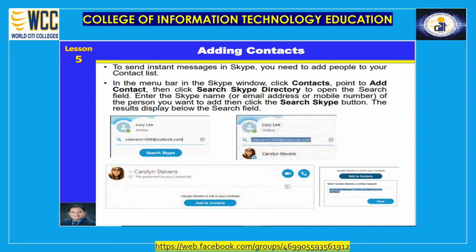Adding contacts. To send instant messages in Skype, you need to add people to your contact list. In the menu bar in the Skype window, click Contacts, point to Add Contact, then click Search Skype Directory to open the search field. Enter the Skype name, email address, or mobile number of the person you want to add, then click the Search Skype button. The results, of course, will display the available pictures. In the search results, click the contact you want to add.